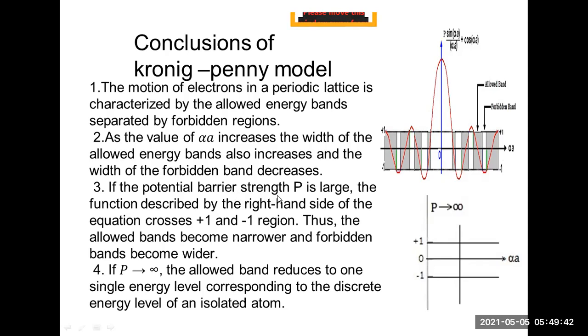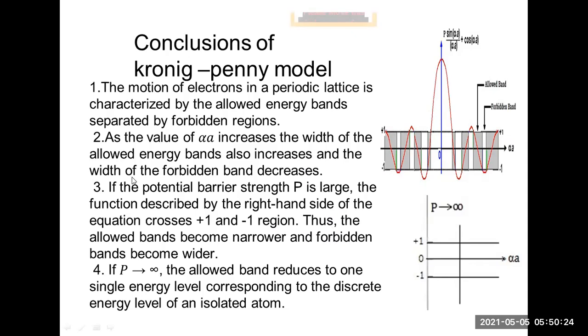So now if the potential barrier strength is very large, then the function described by the right hand side, see what is the function on the right hand side? P sin alpha a by alpha a plus cos alpha a. So if the value of P is increasing, what will happen? If you increase the barrier strength beyond the limit, definitely the waveform will be traveling outside the prescribed values of +1 to -1. Thus you can say that the allowed energy band becomes narrower and the forbidden band becomes wider.